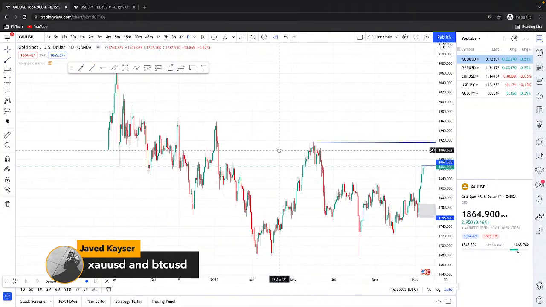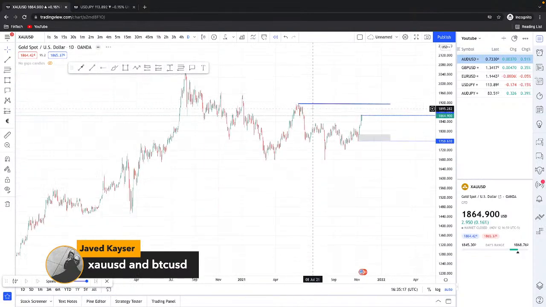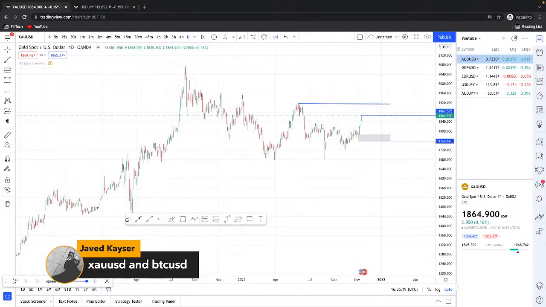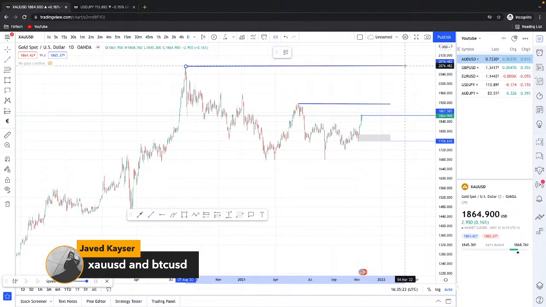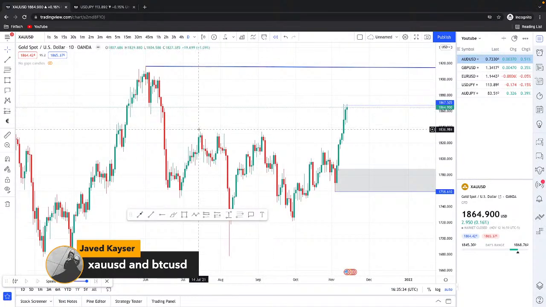And if it breaks this, then easily it can go here. So if it breaks this one, I think we're going to take this high out, which is actually from July. If it breaks this one, you just wait for the pullback or mitigation. Boom. Okay, so that's what gold is doing.